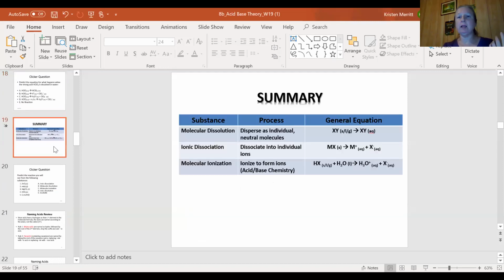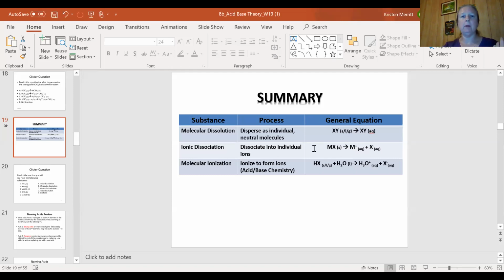So this is a summary again of the three equations. Ionic dissociation, watch the names. It's an ionic compound that dissociates. So you're going to start out with a single solid ionic compound, and then your product is aqueous, dissolved in water, and it's the two separate ions. Molecular dissolution, you have a molecule that dissolves, but it does not make ions. The starting molecule can be solid, liquid, or gas, and the ending is aqueous, dissolved in water.